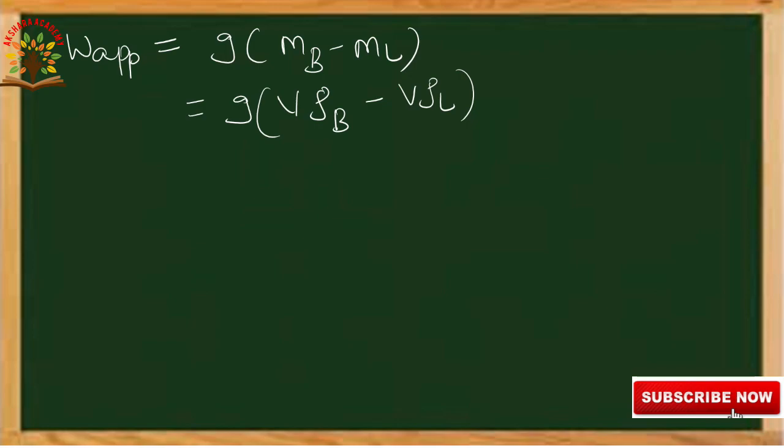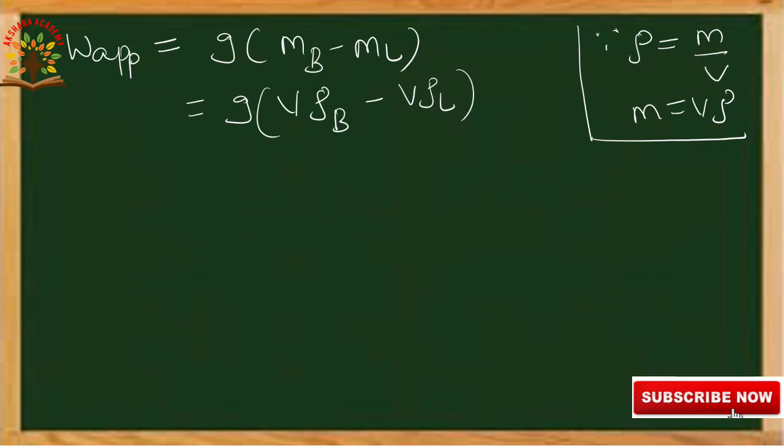Since rho is equal to m by V, mass per unit volume is known as density, so m is equal to V into rho. By using these two, m B is nothing but V into rho B, and m L is nothing but V into rho L. Here again taking V common, we write rho B minus rho L. Rho is nothing but density, the symbol for density.